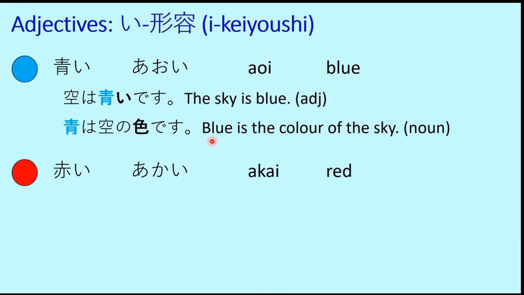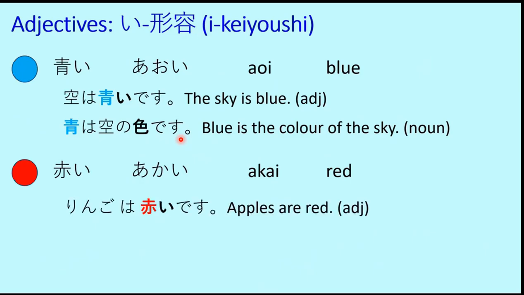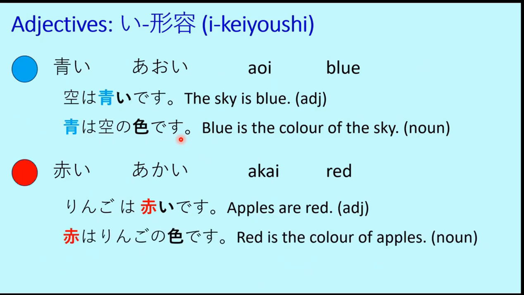So in this way, the same word may be used as an adjective and as a noun when we formulate the sentence in a different way. So, sora wa aoi desu, ao wa sora no iro desu. Same goes with the red color. Apples are red. Ringo wa akai desu. And red is the color of apples. Then it becomes aka wa ringo no iro desu.